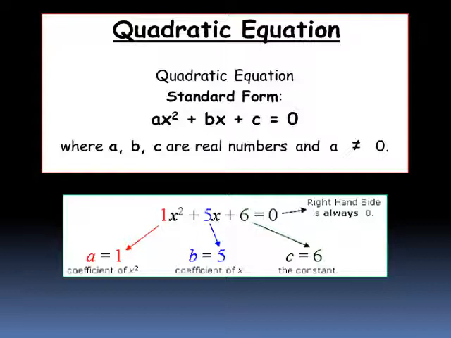Here you notice that a is 1, which is the coefficient of x squared, b is 5, which is the coefficient of x, and c is 6, which is the constant term.